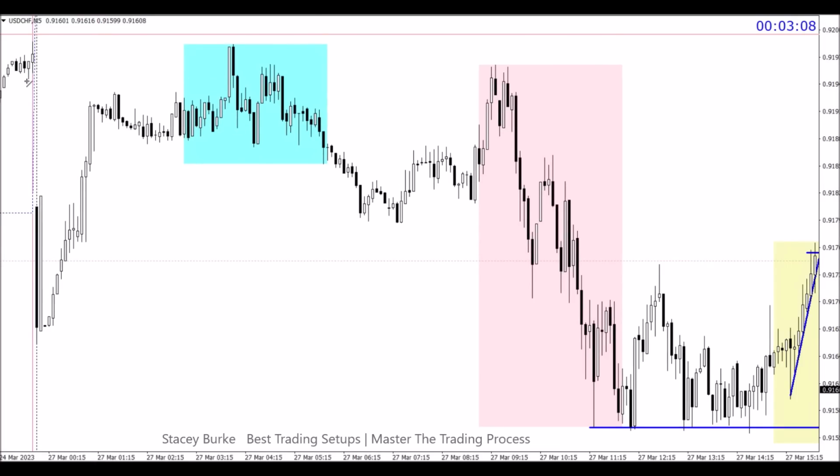We had a market that filled the gap. We have our closing price. The market put in a high of the day in our Asian session. The market breaks down in our gap time, takes out the higher low.